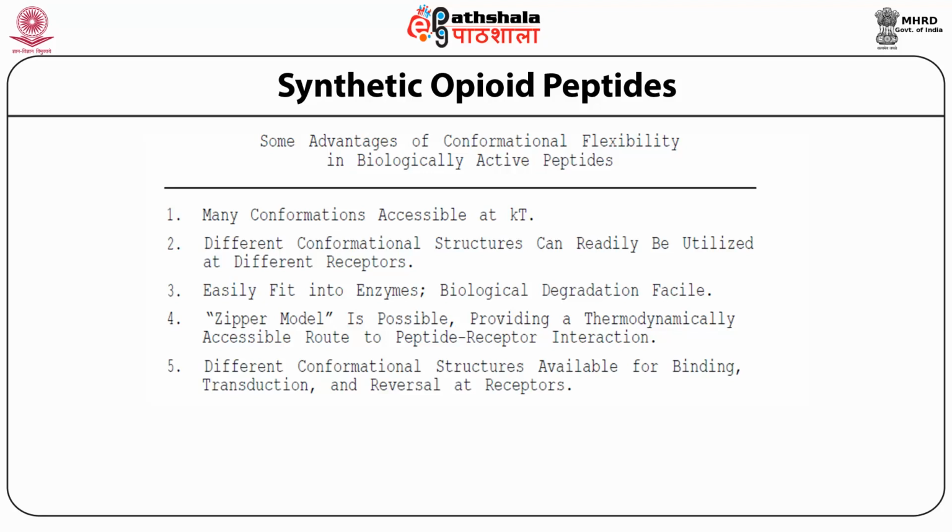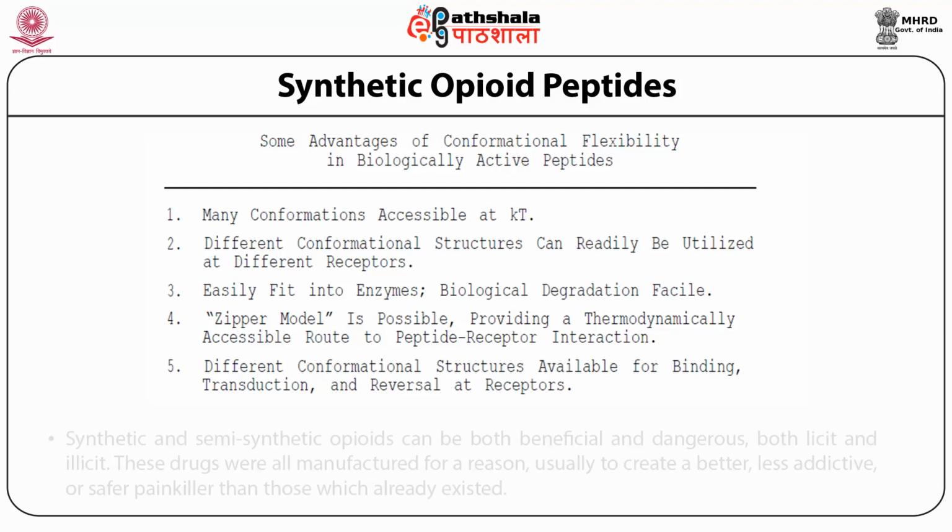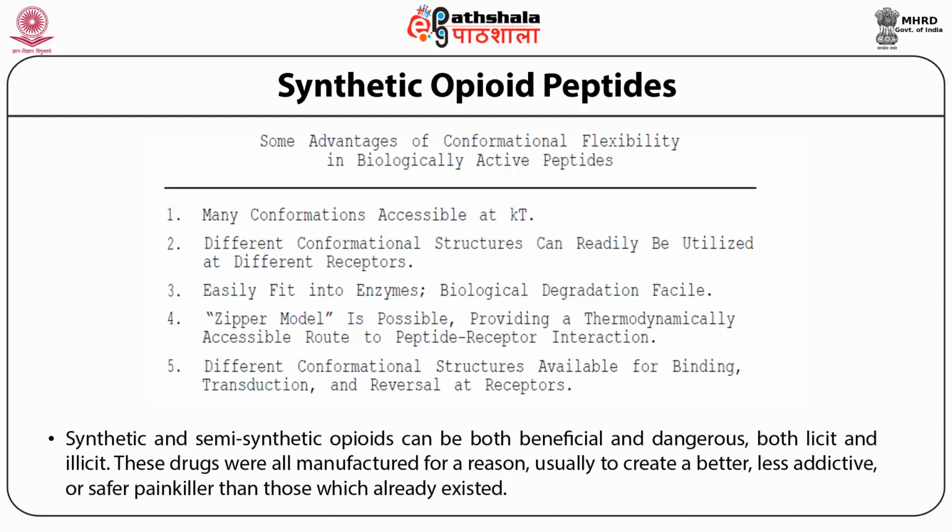So these are some of the important facts about synthetic opioid peptides, and why we opt for synthetic or sometimes semi-synthetic opioid peptides. What is the take-home message? The take-home message is that synthetic and semi-synthetic opioid peptides can be both beneficial as well as dangerous. It depends on how they are prescribed and how much quantity is taken. So that is the reason we always suggest that before taking any anti-pain tablets or any kind of opioid peptide, you should always discuss with the doctors.